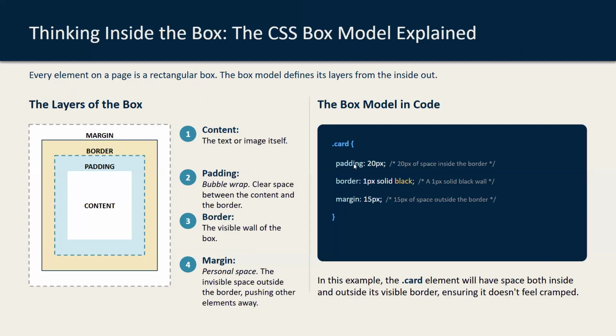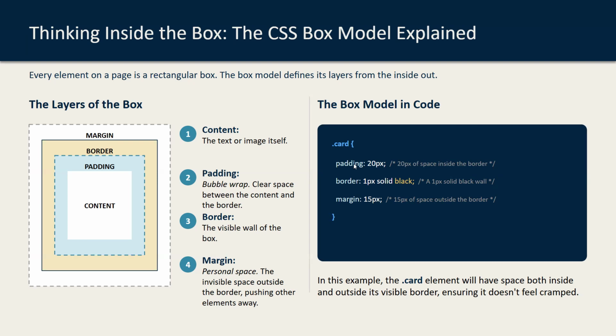And now, let's talk about the box model, which is really the foundation of spacing and layout in CSS. Every element on a page is considered a rectangular box, and the box model defines its layers from the inside out. At the center, we have the content, which could be the actual text or the image itself. Then comes the padding, which is the space between the content and the border.